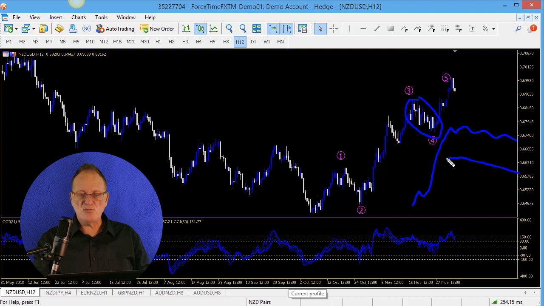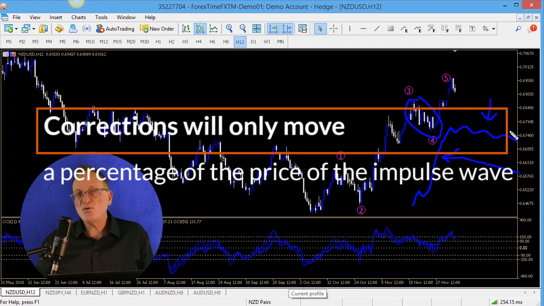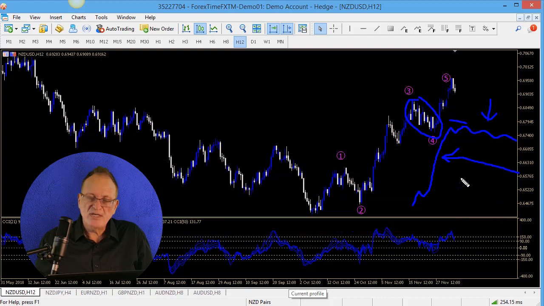Here it's moving really strong in a short amount of time. Then it pauses and it just goes sideways to slightly down, and it takes a longer period of time for it to move during the corrective part of it. And it will only move a percentage of the amount that it moved in the impulsive price action.